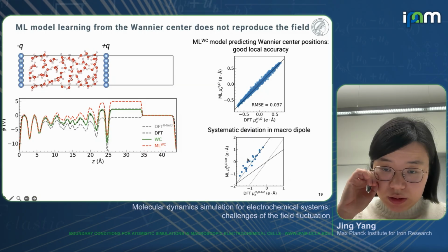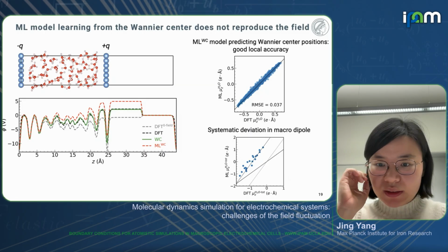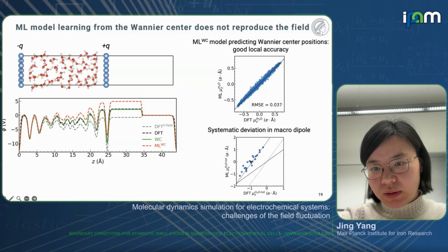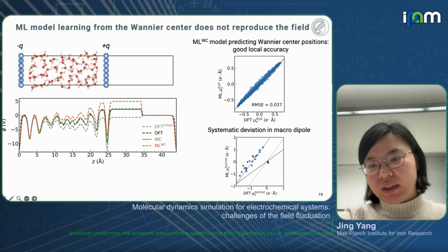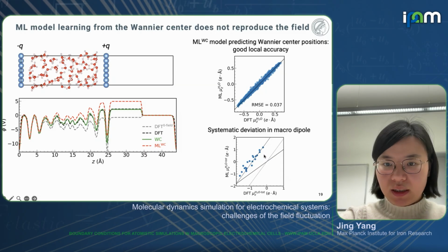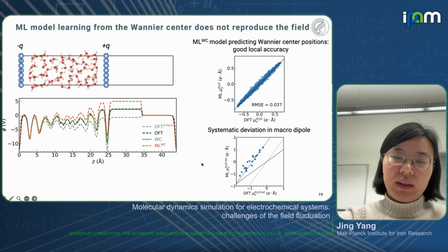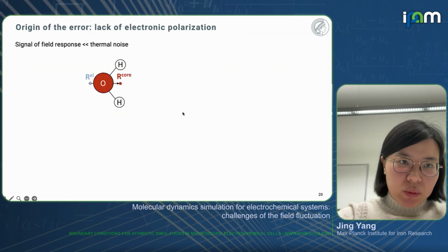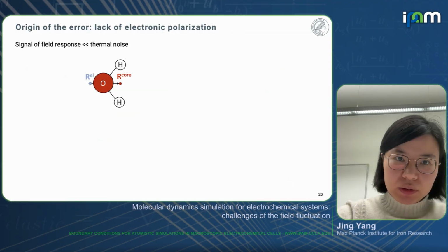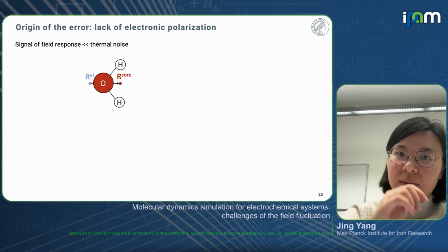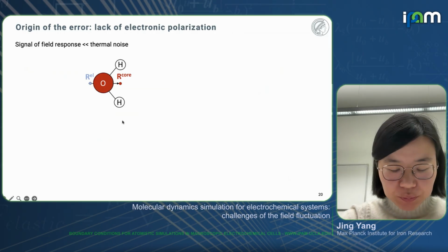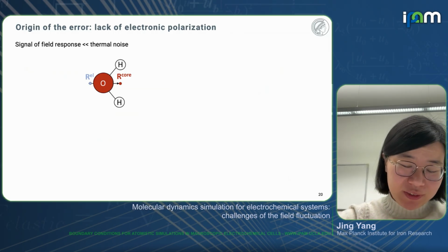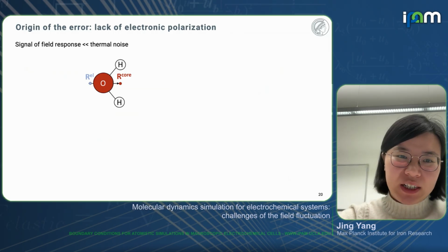This is definitely not just noise, because as you can see, we not only have an offset, but we also have a shift in the slope if you plot this data together. So definitely there is something physical about this deviation. And what we eventually figured out is that the origin of the error comes from a lack of the electronic polarization. So I want to explain a little bit how water is responding to the electric field.